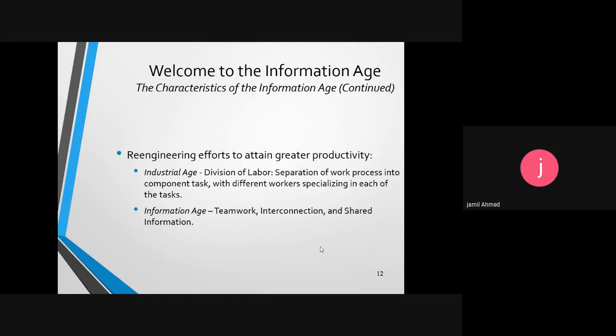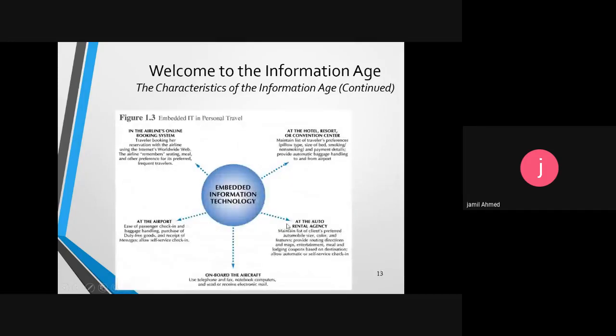That is the industrial age, and then the information age: teamwork, interconnection, and shared information. There is a big difference. We can see that in the industrial age labor was working in separation, but in the age of information, people are working as a team. That's why we can say that embedded information technology has created lots of opportunities. Here is an example: embedded IT in personnel travel.